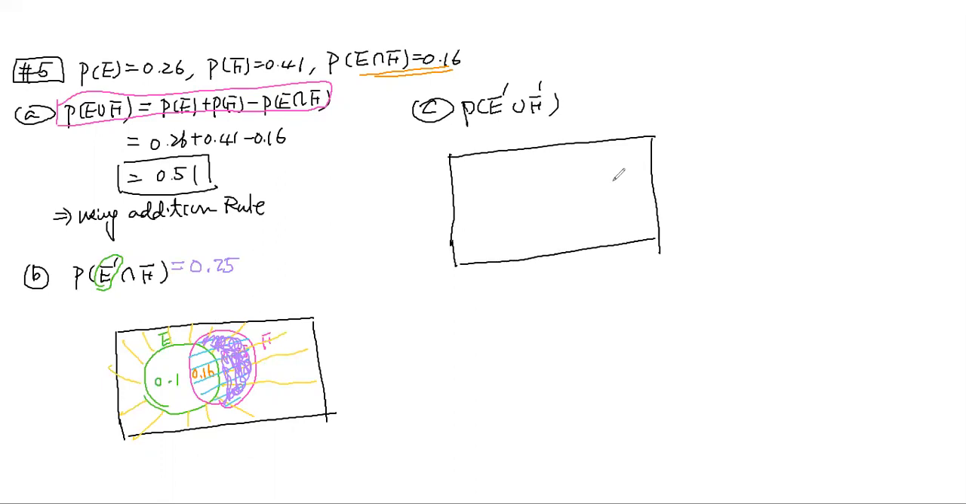Okay, so let's use the same color. So this is the E, and this is the F, right? And the intersection part is 0.16. So this part is 0.1, and this part is 0.25.